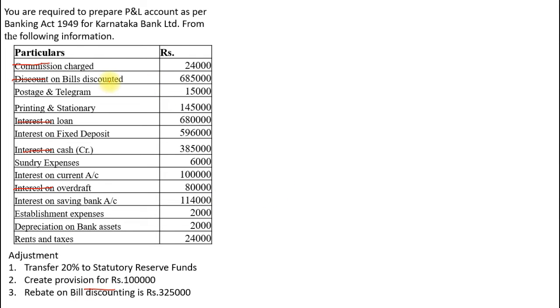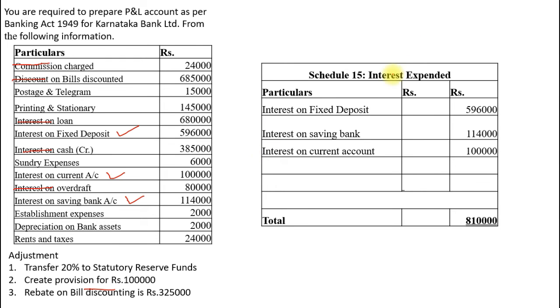Now let us check all the interest expended, where we have paid interest. Interest on fixed deposit, yes, will be paid. Interest on current account, yes, will be paid. And interest on saving bank, yes, it will be paid. Three things are available. So this will be our Schedule 15, interest expended: interest on FD, interest on saving, interest on current. 5 lakh 96,000, 1 lakh 14,000, 1 lakh, total comes to 8 lakh 10,000.